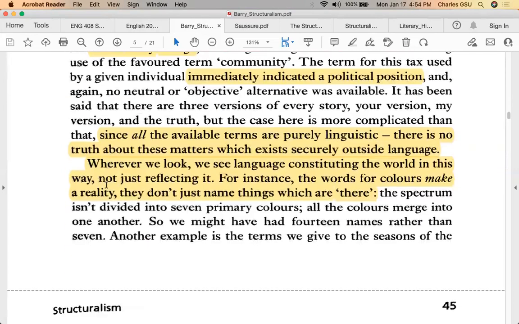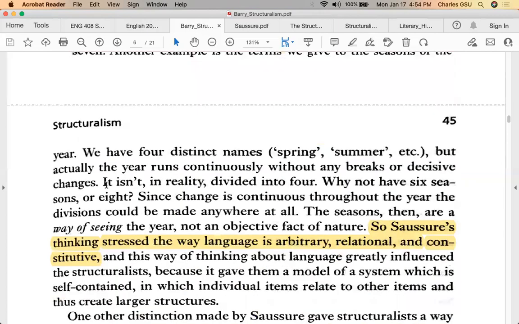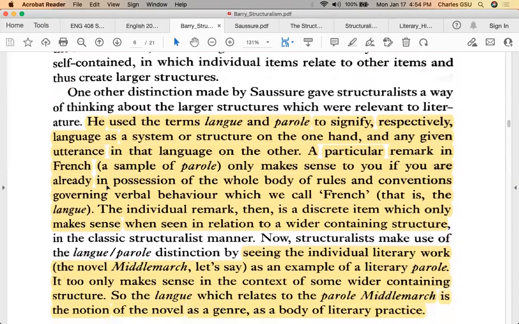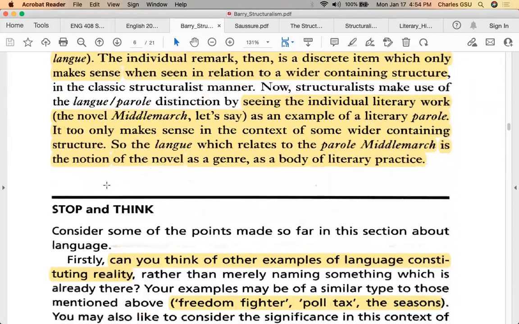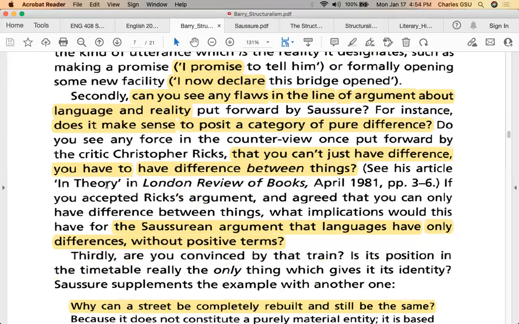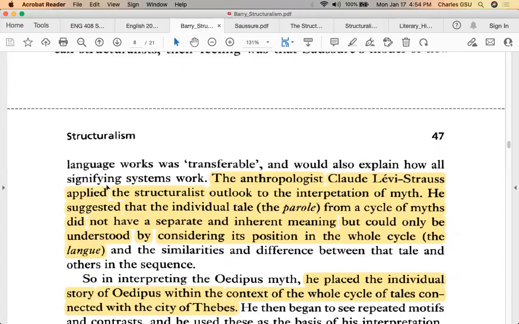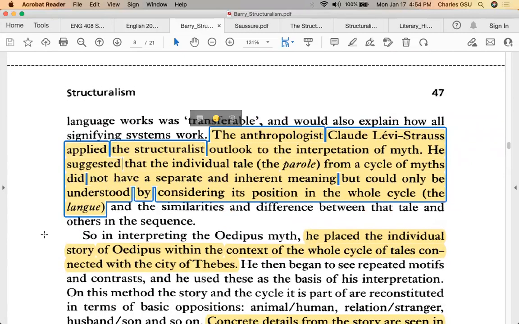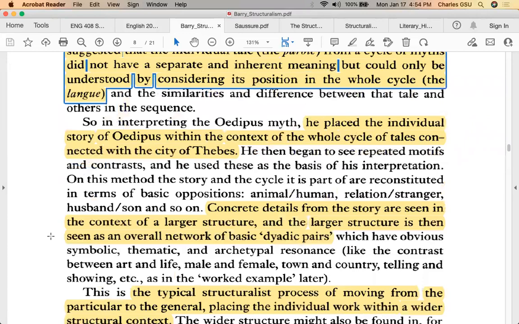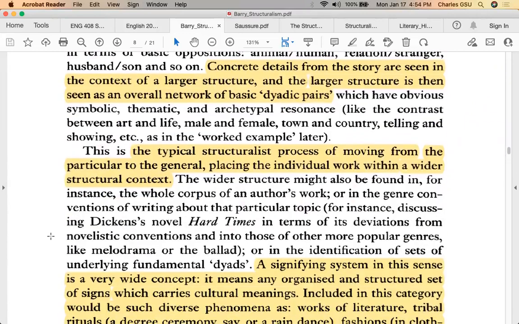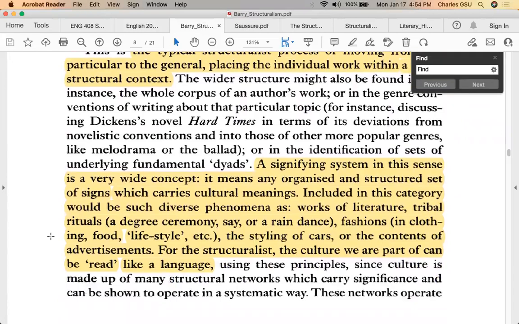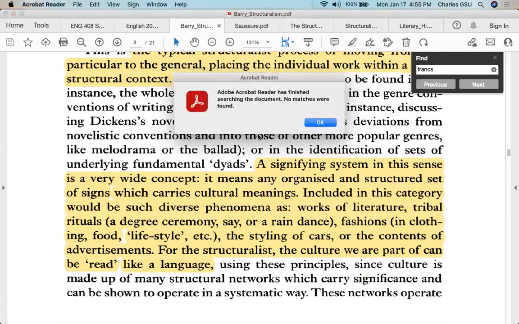Let's see, where is that example of the Franck? Here he's talking about Lévi-Strauss and Oedipus, of course. Let me just find this. Oops.